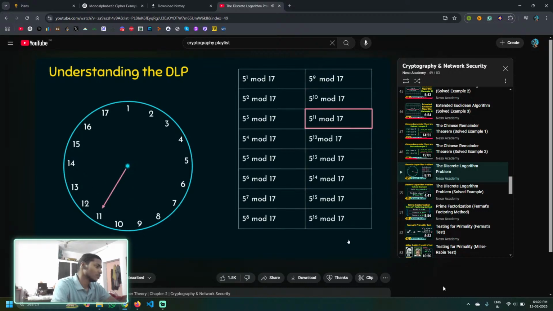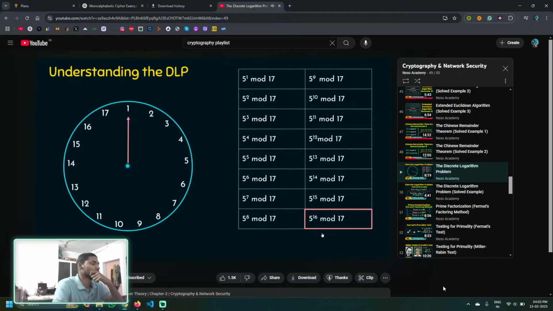5 power 11 gives 11. 5 power 12 gives 4. 5 power 13 gives 3. 5 power 14 mod 17 gives 15. 5 power 15 mod 17 gives 7. And 5 power 16 mod 17 gives 1. If you observe this entire scenario, the results are uniformly distributed. From 5 power 1 to 5 power 16 mod 17, we got unique results. And that is why we said 5 is a primitive root of the prime number 17.